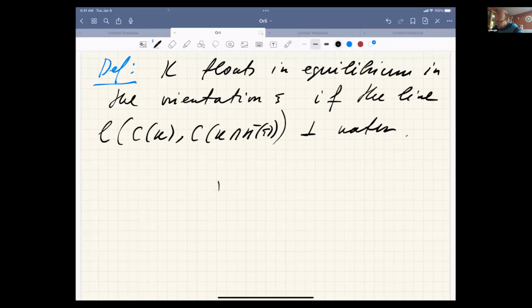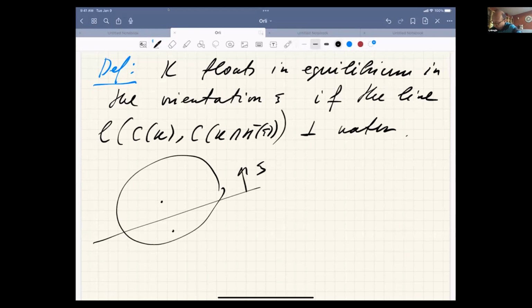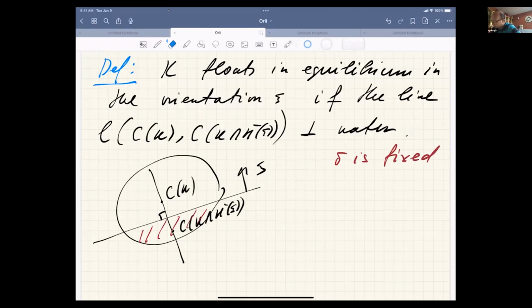Okay. So again, I emphasize that we chop off in this direction. If I have psi, and I have these 2 points, this is C of K again, this is C of K intersection H minus of psi. I agree that we are talking about the fixed volume. So delta is fixed from this moment, and forever. Okay. Then you can change.